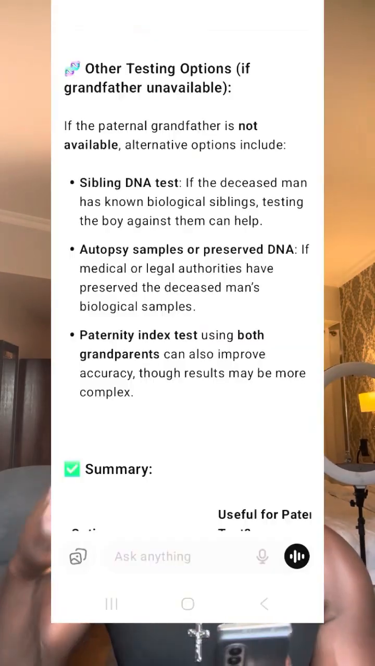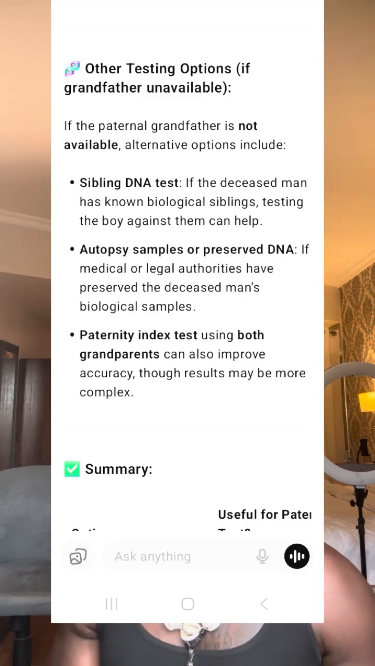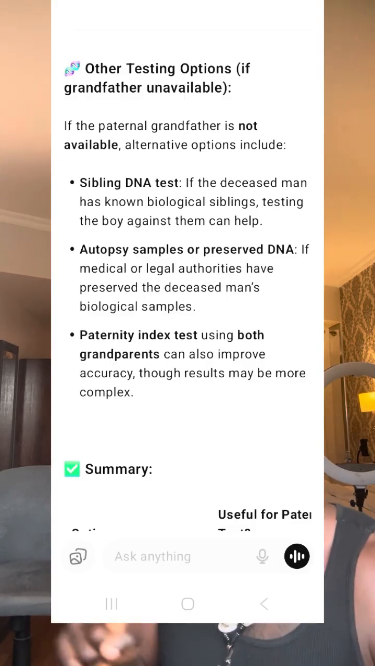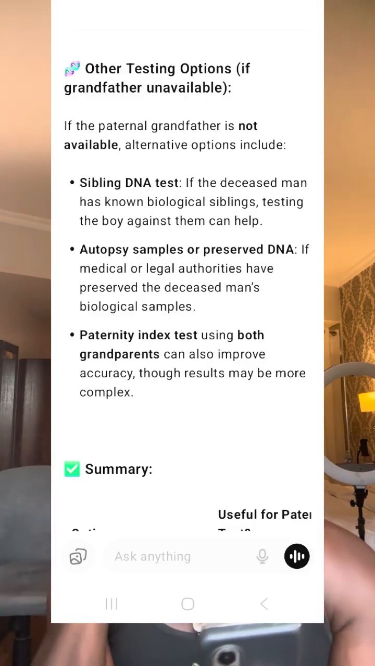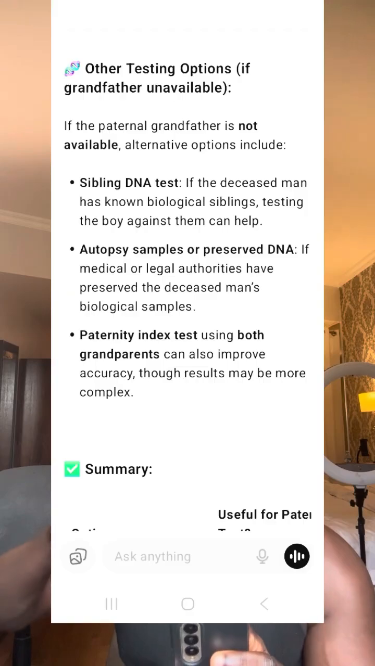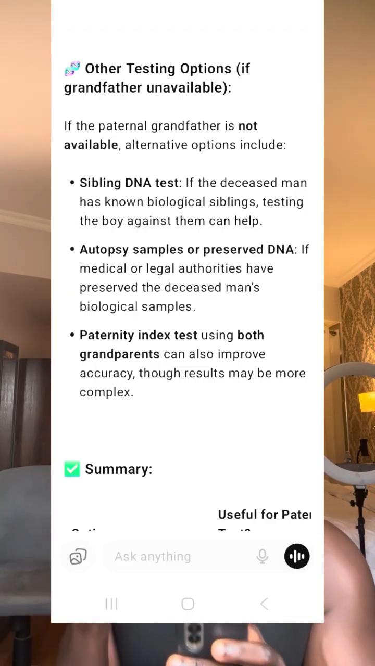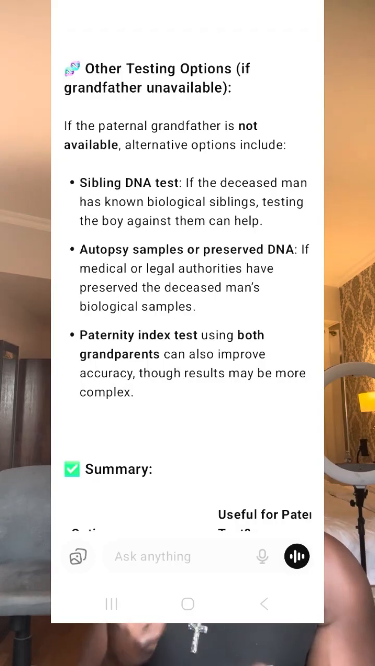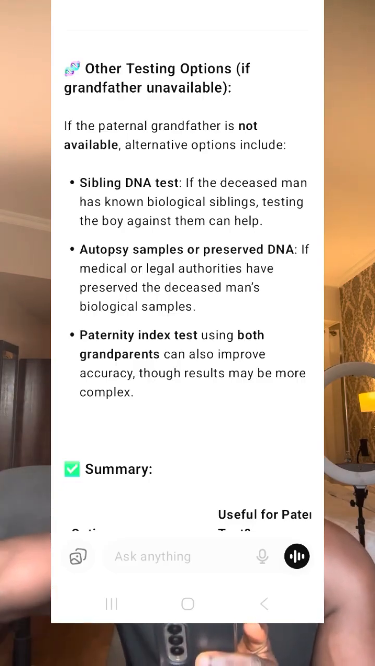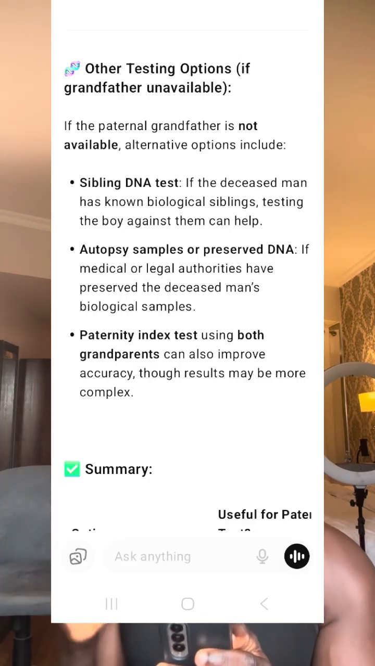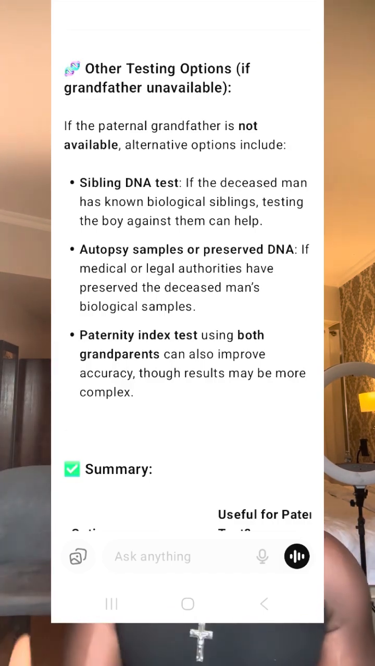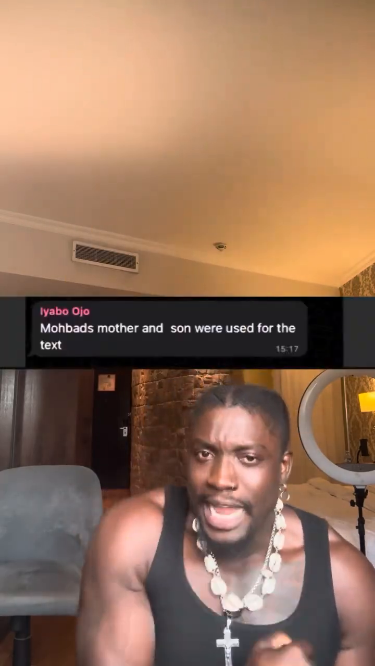Other testing options, if the grandfather is unavailable. So you see, the grandfather is the main option. If the paternal grandfather is not available, alternative options include a sibling DNA test. If the deceased man has known biological siblings, testing the boy against them can help. Autopsy sample or preserved DNA, like Mohbad's, when they exhumed him and carried some parts. If medical or legal authorities have preserved the deceased man's biological sample, a paternity index test using both grandparents can also improve accuracy. That is, they would have to use Baba Mohbad and Mama Mohbad. But in this case, they claim they used Mama Mohbad.